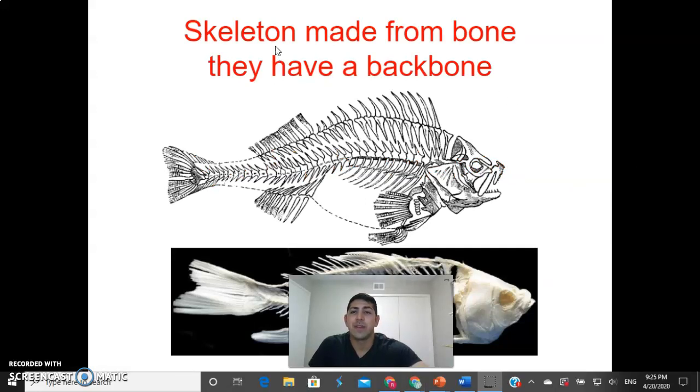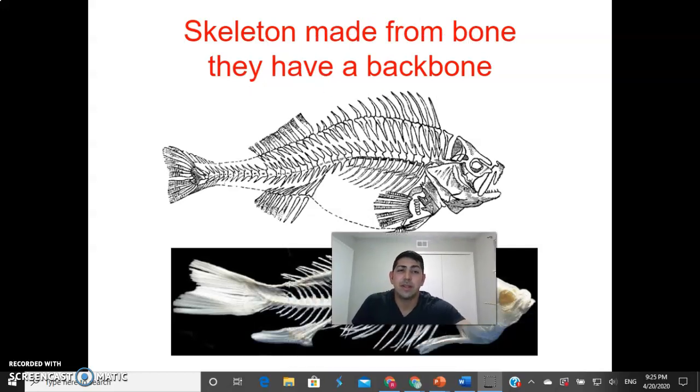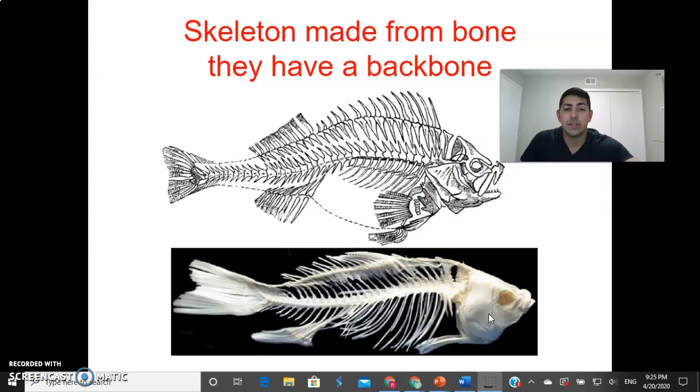All right, so the skeleton is made from bone, and they have a backbone as well. And that's what's really unique about these guys. You can see in the image of these bony fish here.